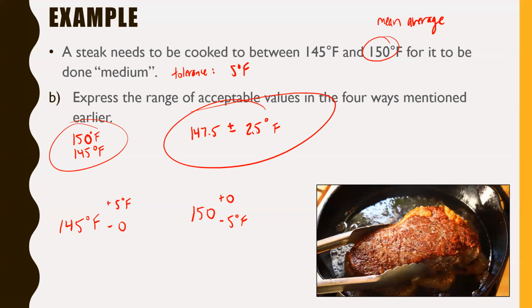If it doesn't say which one to use, just use whatever you're more comfortable with. If it just says, hey, what's the tolerance? You can just say it as a number. Because let's be honest, that's probably the easiest way of referring to that.